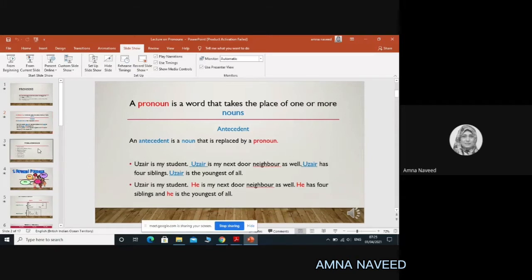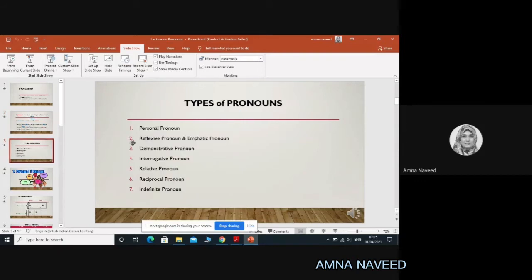And then we moved on to the types of pronouns: personal pronouns, reflexive or emphatic pronouns, demonstrative pronouns. So personal pronouns are I, we, my, and so on. And reflexive pronouns are the pronouns in which a word self is added to my, I, he, or any personal pronoun. So demonstrative pronouns were they, their, here, and so on. Interrogative pronouns are used to make questions: who, whom, where, which, etc.